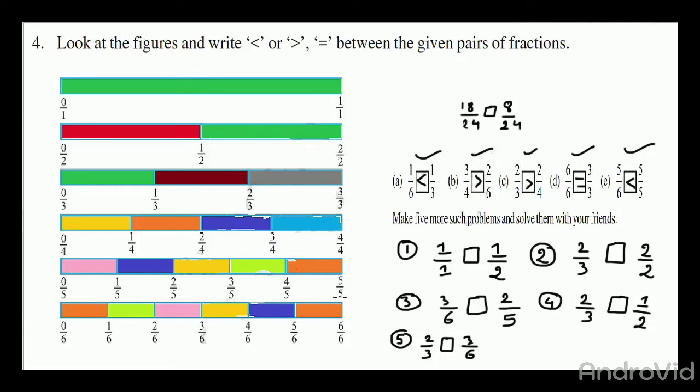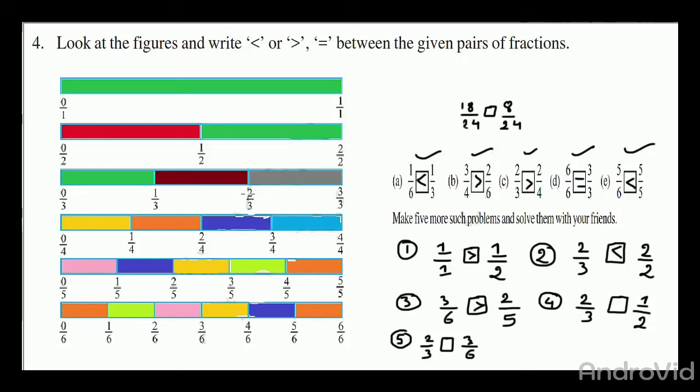Now you just have to use the signs. 1 over 1, 1 over 2. Obviously 1 over 1 is greater than 1 over 2 as shown in picture. Therefore 1 over 1 is greater. So 2 over 3 and 2 over 2. 2 over 2 is obviously greater than 2 over 3. Therefore we can mark less than sign to 2 over 3. Now 3 over 6 and 2 over 5, as you can see in the picture again. So 3 over 6 is obviously greater than 2 over 5.